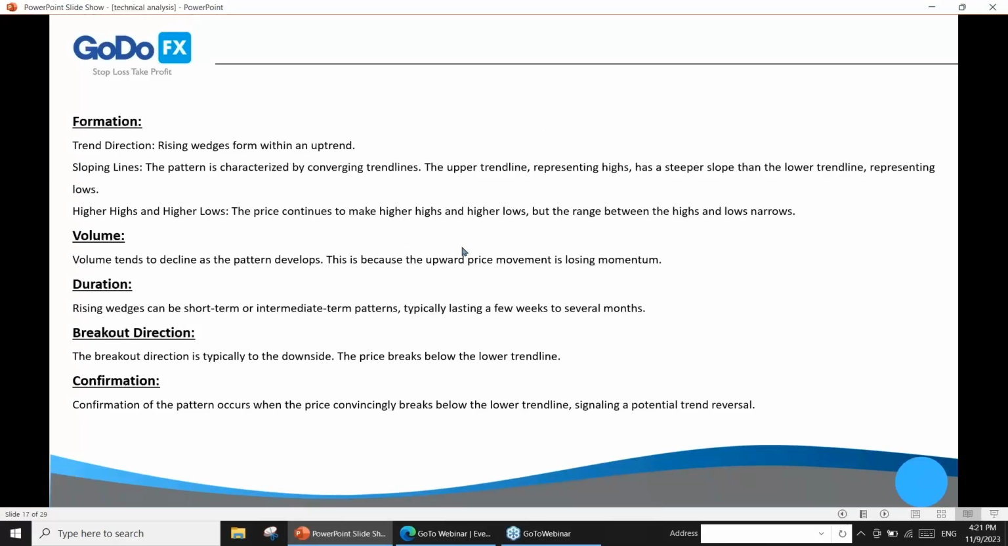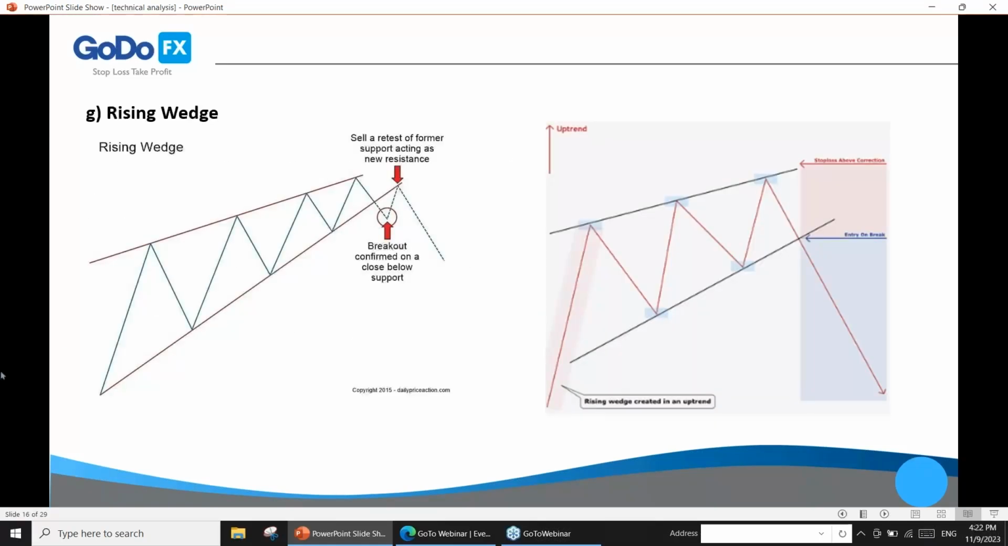So here are the key characteristics of it. The rising wedge forms within an uptrend, so it's gonna be coming after an uptrend.